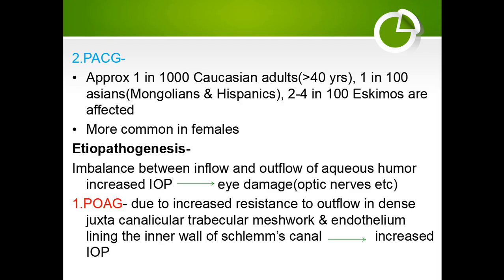Let us see the etiopathogenesis. So, imbalance between inflow and outflow of aqueous humor leads to increased intraocular pressure, which leads to eye damage. So, the optic nerves of the eye are damaged due to increased intraocular pressure. The intraocular pressure is raised because there is an imbalance between inflow and outflow of aqueous humor. So, what happens in primary open angle glaucoma? Due to increased resistance to outflow in the dense juxtacanalicular trabecular meshwork and the endothelium lining the inner wall of Schlemm's canal, there is an increased intraocular pressure.